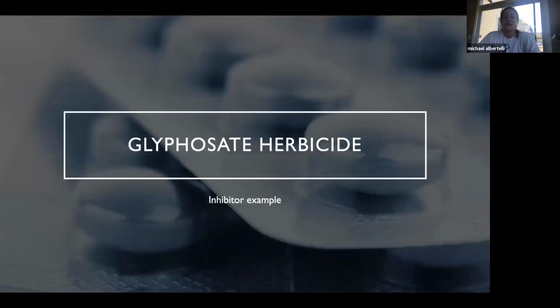And I'm just going to do an example of an inhibitor in the shikimate pathway, which is glyphosate. I don't think I'm saying that right. Glyphosate?